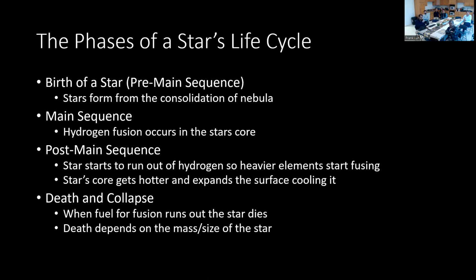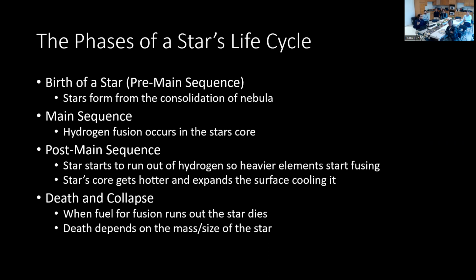So back to the phases of a star's life cycle, we have 4 phases, right? We have the birth of a star, or the pre-main sequence, in which star formation starts to occur, generally from the consolidation of nebulae or gas clouds, effectively. As that happens, it'll reach a point where it will ignite, and basically hydrogen fusion, that proton-proton one chain reaction, starts occurring in the core. And then you have entered the main sequence. It's now a real star. It's doing its thing, right?